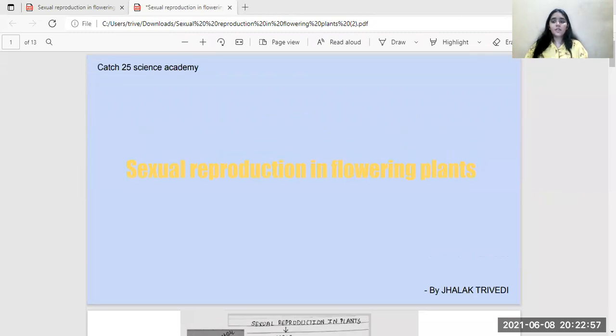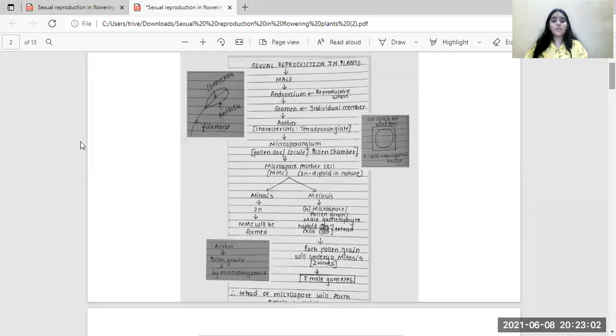Today we'll study sexual reproduction in flowering plants. Sexual reproduction occurs due to the participation of the male and the female parts of the flowering plants. First we'll summarize the male part of the flower.